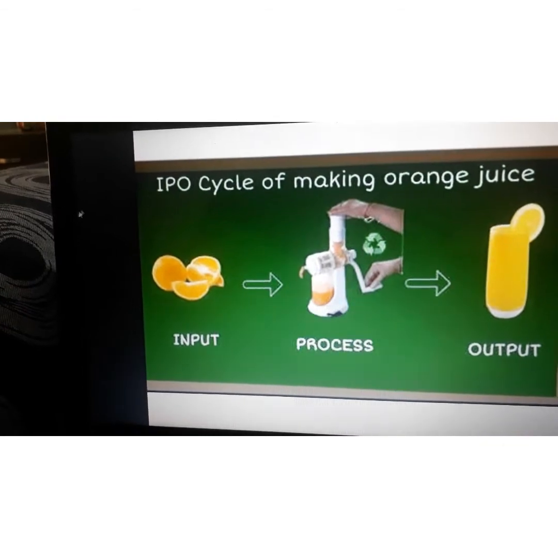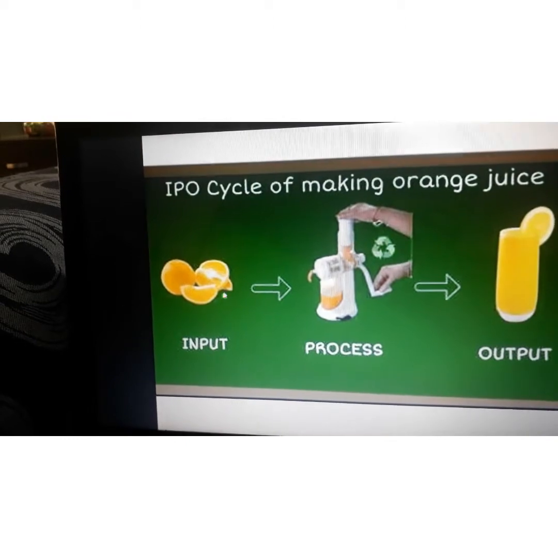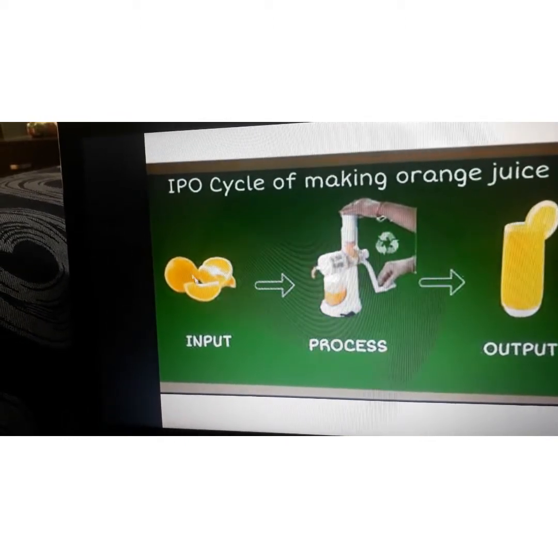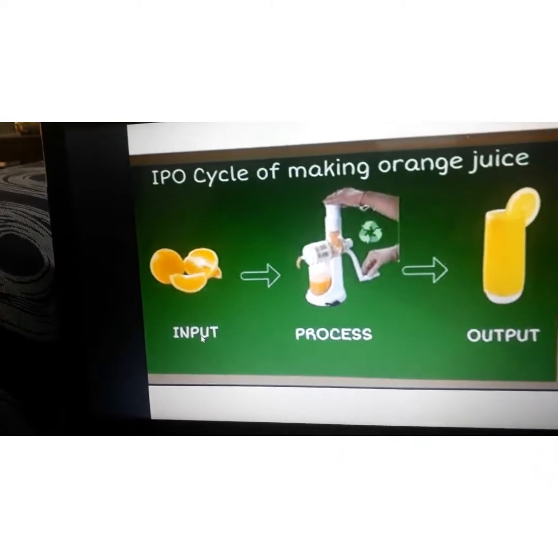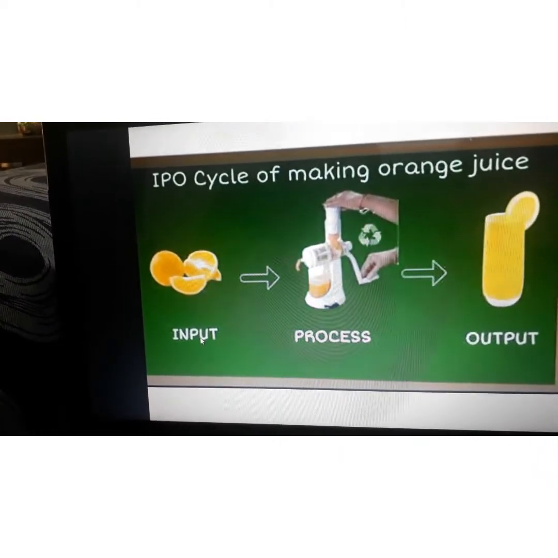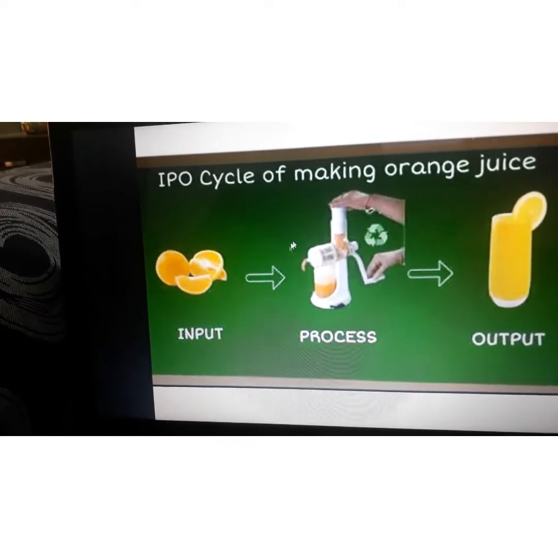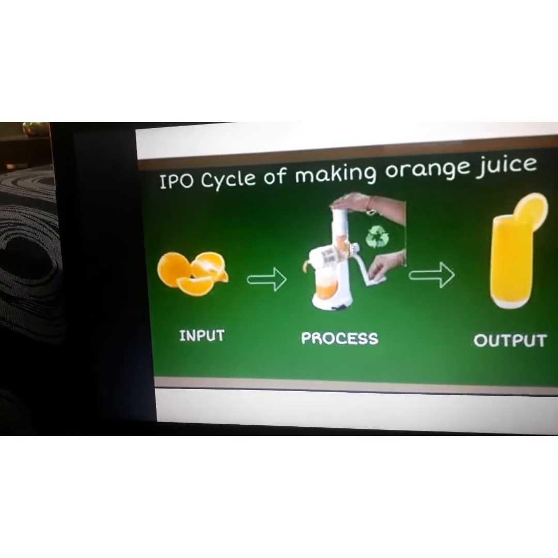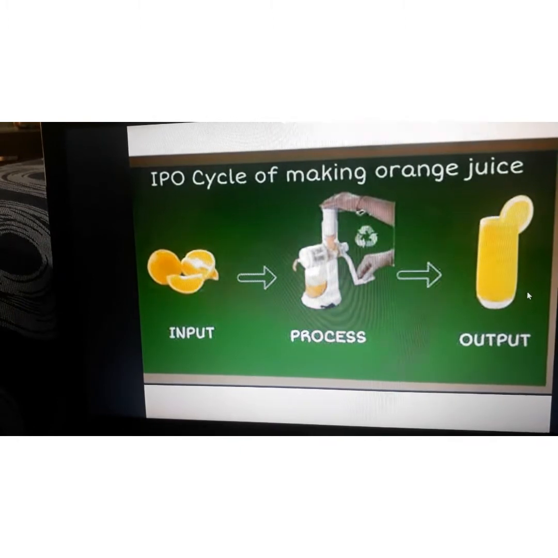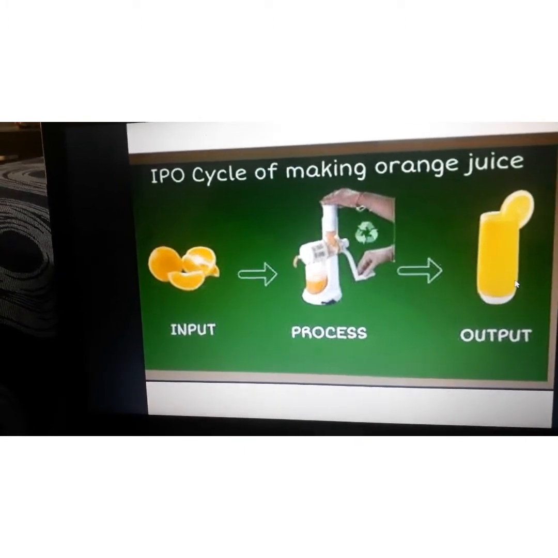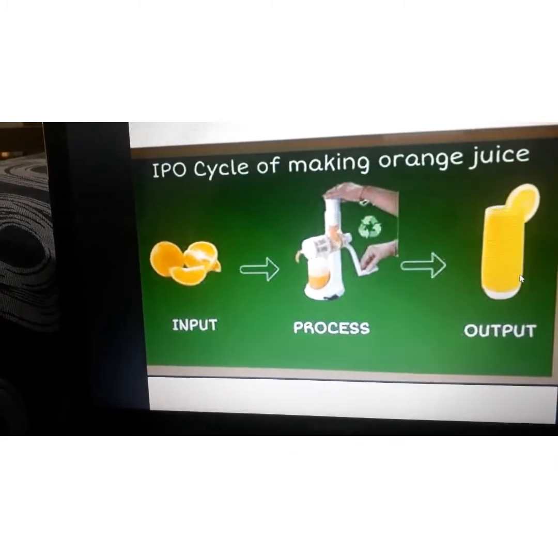Now children, for making an orange juice, what would be the input? Yes, of course, the oranges. Can you see the oranges here? And ma'am has written input underneath. Yes. And how does mama make the orange juice? Well, she puts all the oranges in the blender and she mixes it well. So here in the blender, the processing is happening. And as you can see, the output is a juicy, tasty glass of orange juice.